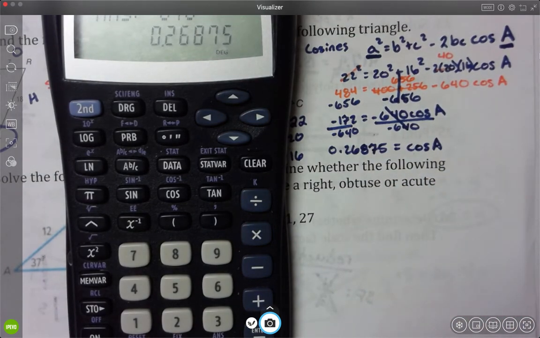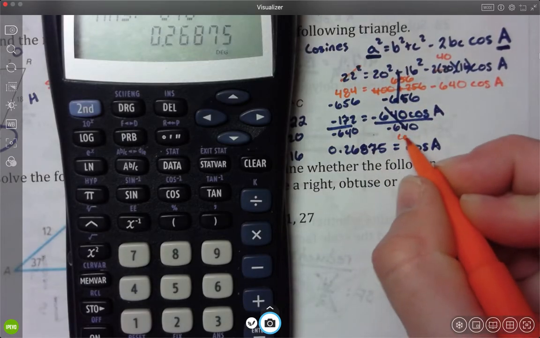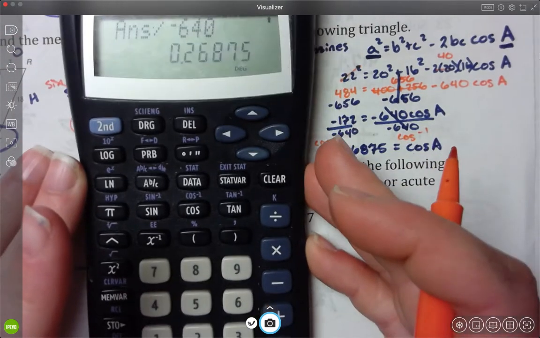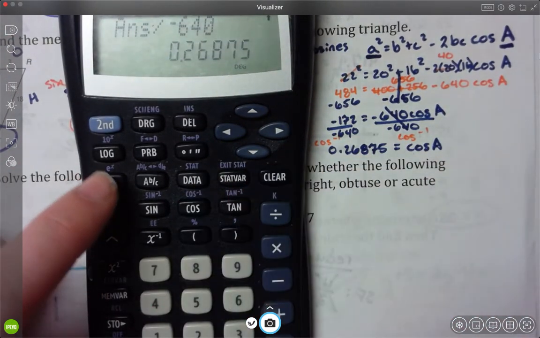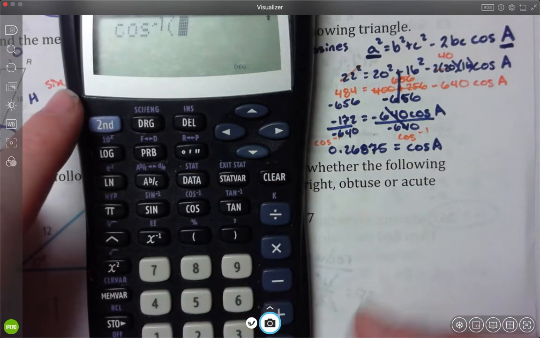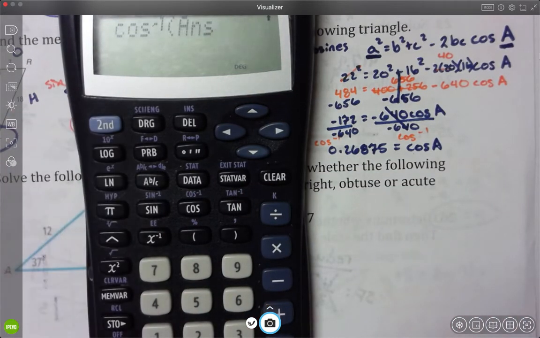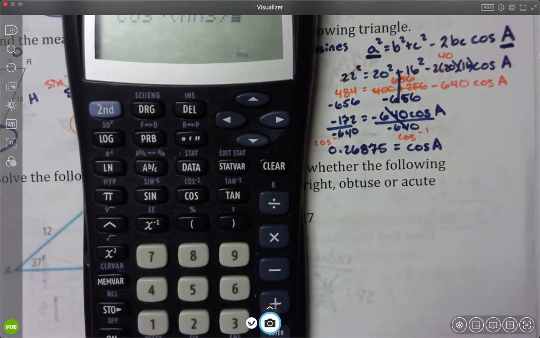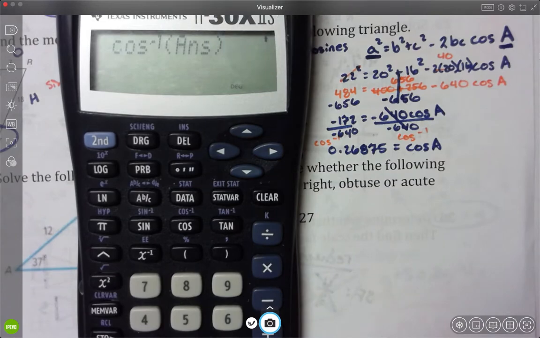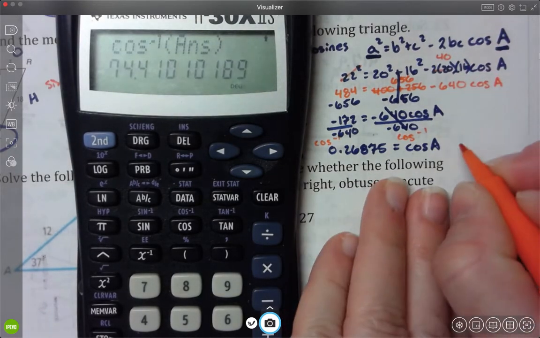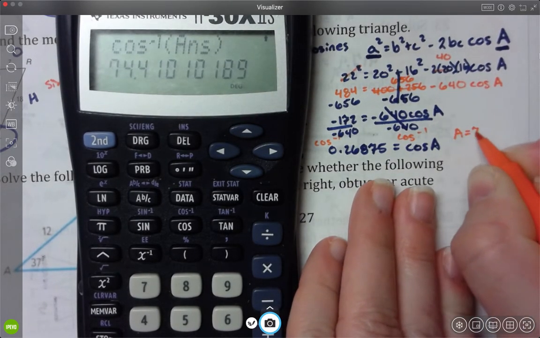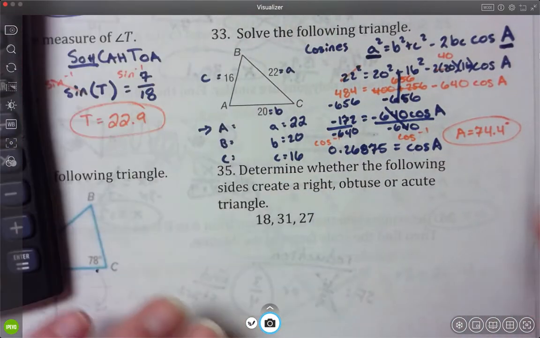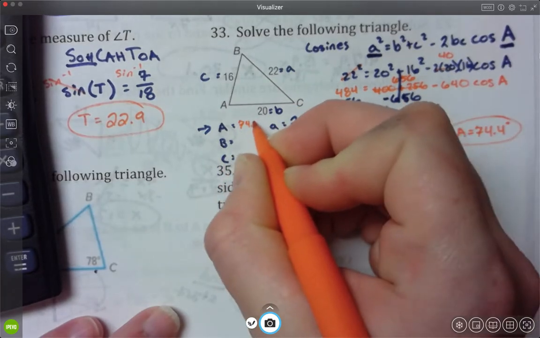Okay, now to get just A, I have to do inverse cosine. Okay, and always try to use that answer button in your calculator because then you don't have to retype. So I would do second cosine, second answer is how my calculator does it. Okay, your answer button is all the way down here with like the negative if you have the same calculator as me. So that's what it will look like. And it will tell me that A is 74.4 degrees. Okay. All right, so 74.4 degrees.